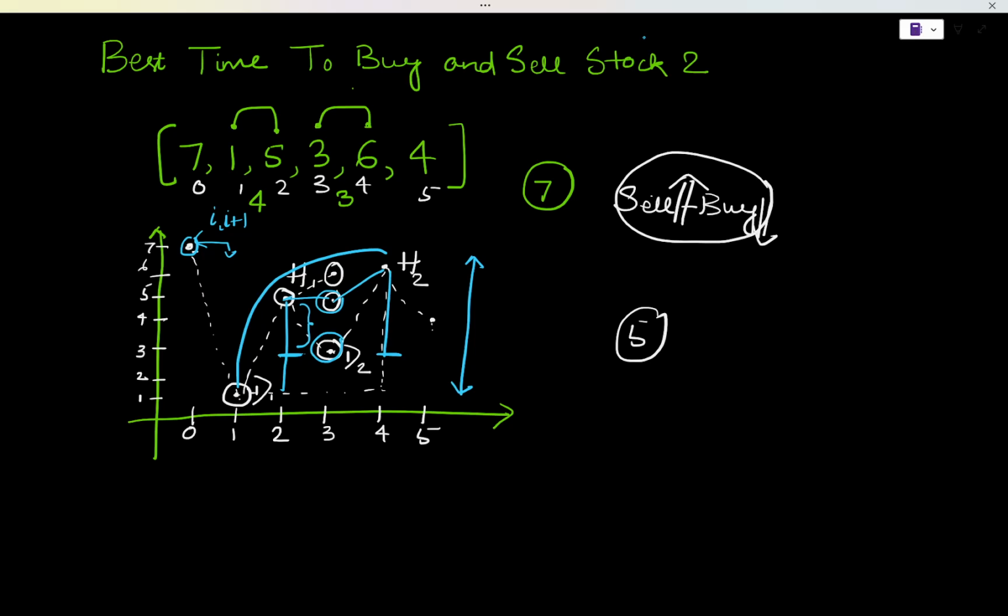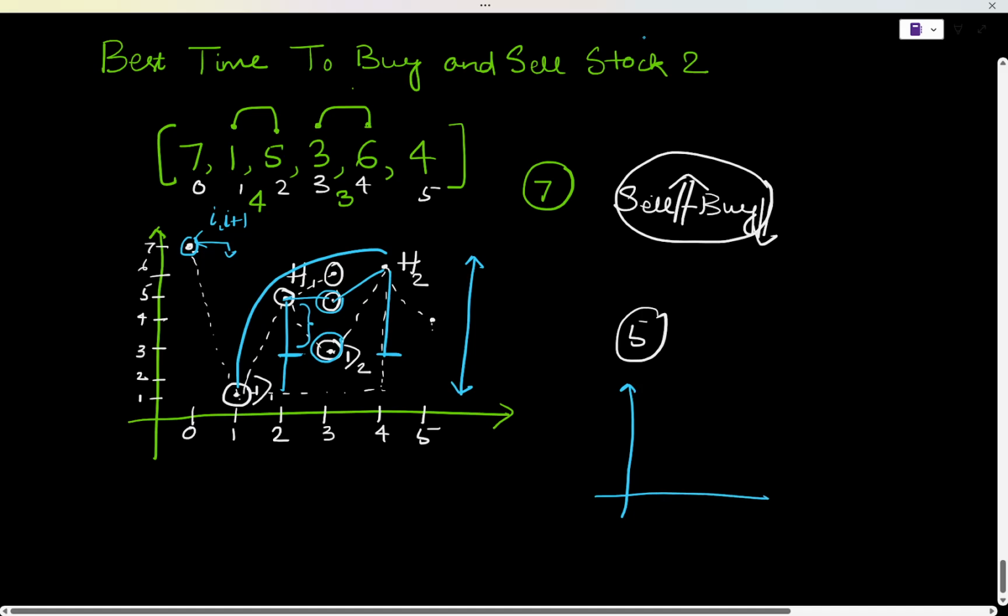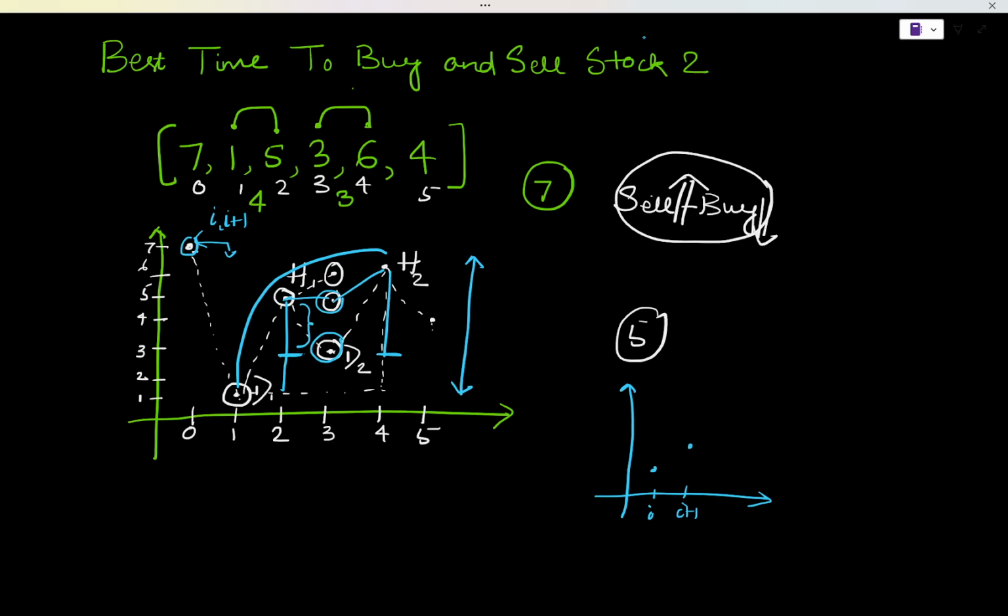Now, if I plus 1 is greater than or equal to I, we should always make a transaction. The reason being that, why not? Why shouldn't we make a transaction? So let's say this is I plus 1. Let's say some price here, this was the price, and here this is the price. We should always make a transaction because we are getting profit, right?